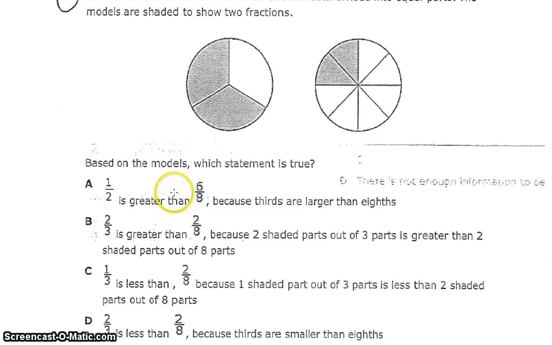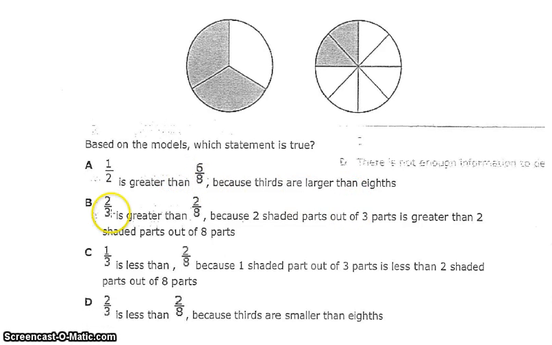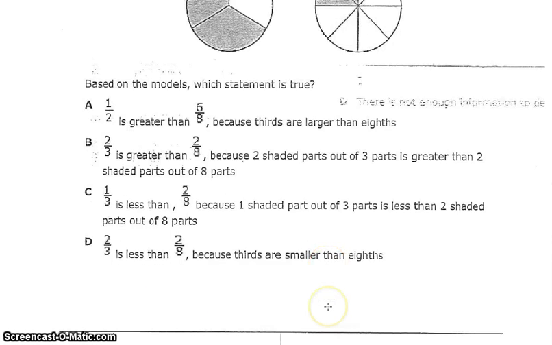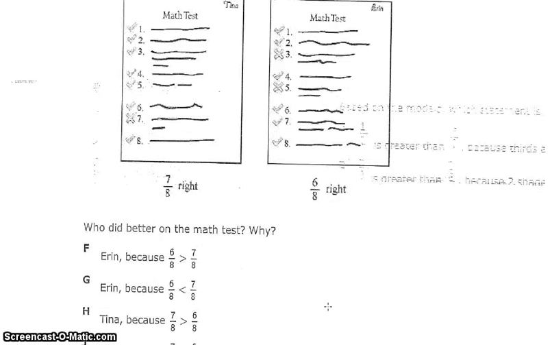A. 1/2 is greater than 6/8 because thirds are larger than eighths. B. 2/3 is greater than 2/8 because 2 shaded parts out of 3 parts is greater than 2 shaded parts out of 8 parts. C. 1/3 is less than 2/8 because 1 shaded part out of 3 parts is less than 2 shaded parts out of 8 parts. D. 2/3 is less than 2/8 because thirds are smaller than eighths.